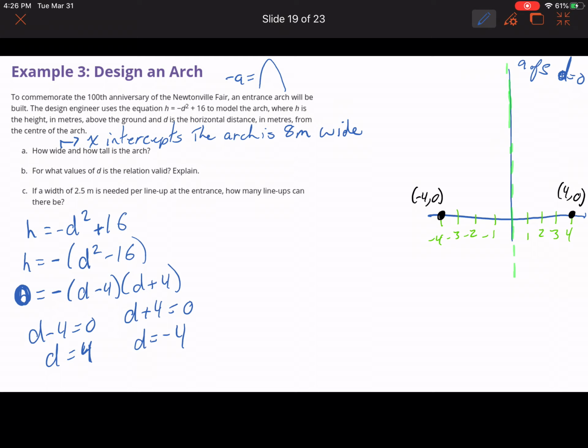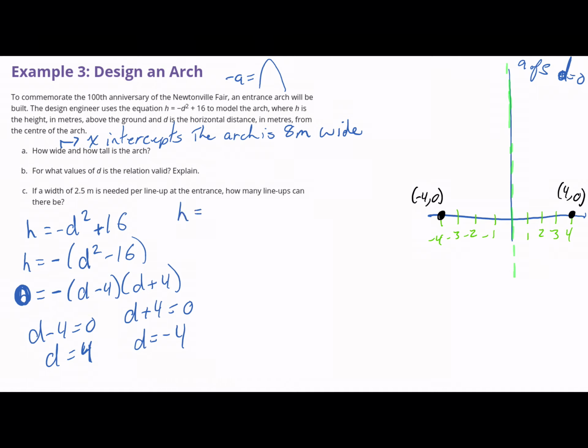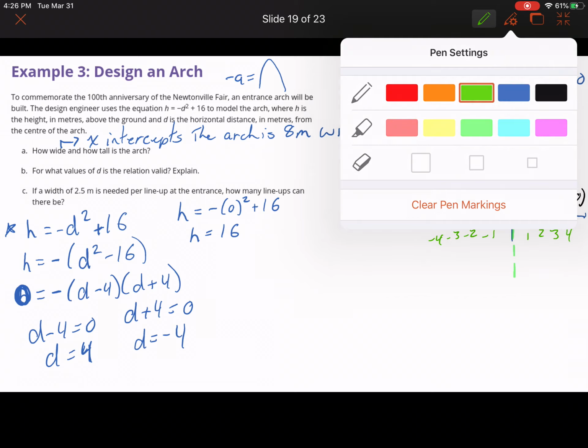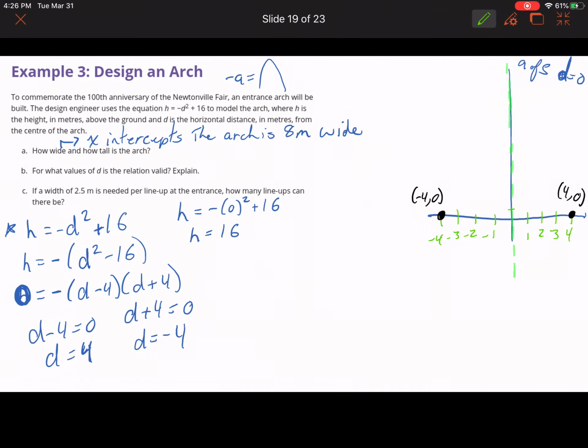So if we took the equation and substituted in a 0 for our d, we've just got h equals 16, which again, if this is standard form over here, our c value, since we don't have a b value in this one, is our y-intercept. Something we already knew. So, 1, 2, 3, up to 16. Not very good graph making, but you get the point.